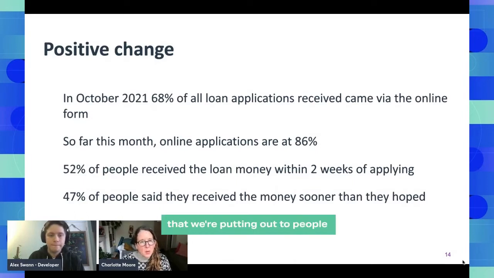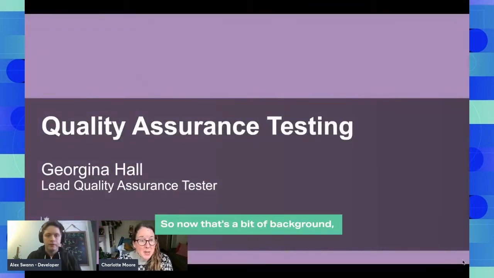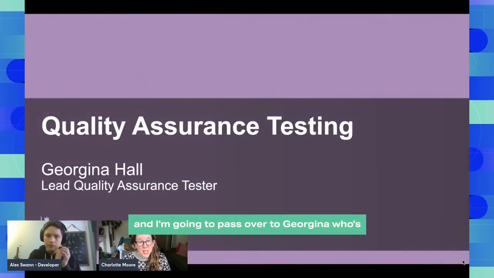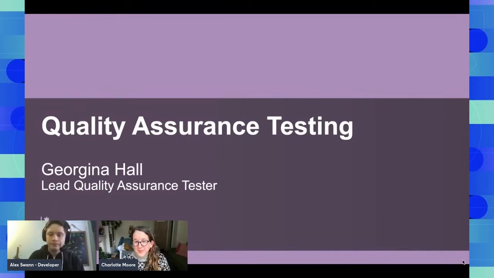We've got a survey that we're putting out to people, and we're getting some feedback already, which is saying that people are receiving the money within 2 weeks. Over 52% of people are receiving the money within 2 weeks, and 47% of people feel that they are getting the money sooner than they'd hoped. So this is all moving things in a positive direction. So now that's a bit of background, and I'm going to pass over to Georgina to talk about the quality assurance process.